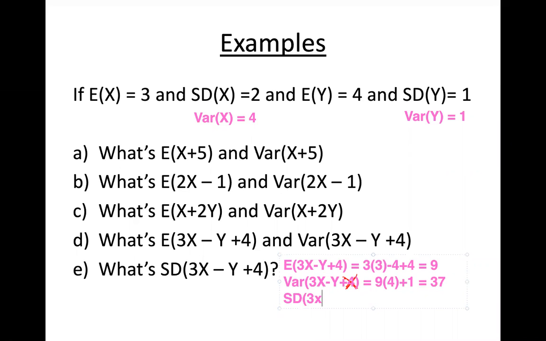And to get the standard deviation, I just square root that 37. So the square root of 37, I believe that gets me like 6.08. And on the quiz, I will specify how many decimals you need. Okay, and that's it for this lesson.